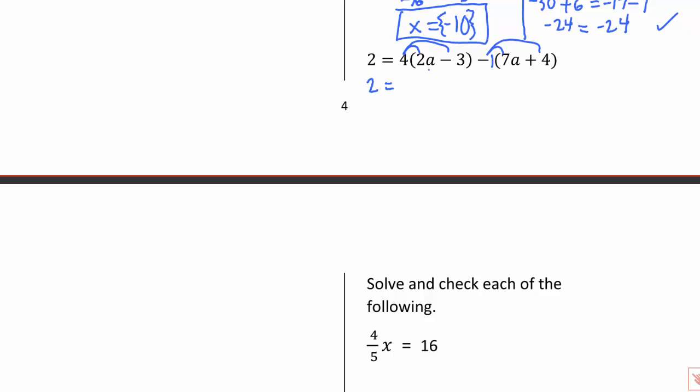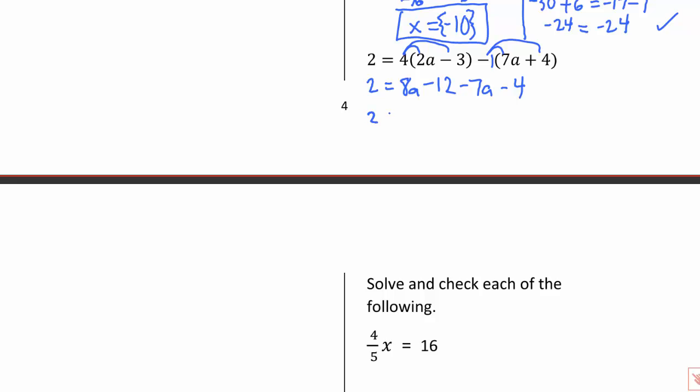Okay, so 4 times 2a is 8a, and 4 times negative 3 is negative 12. Then negative 1 times 7a is negative 7a, and negative 1 times 4 is negative 4. Now notice that all I've done here is I've distributed the 4 and the negative 1 where they're supposed to go, and then we need to combine like terms.